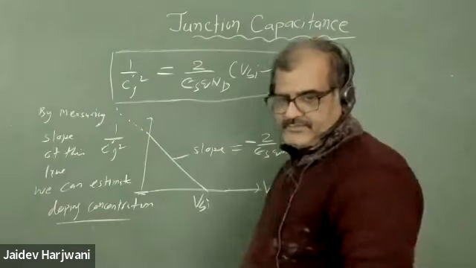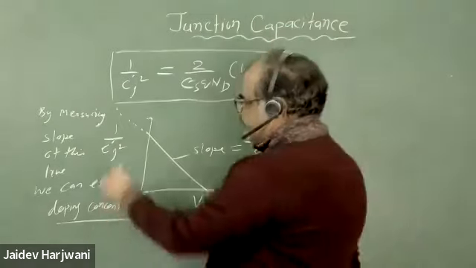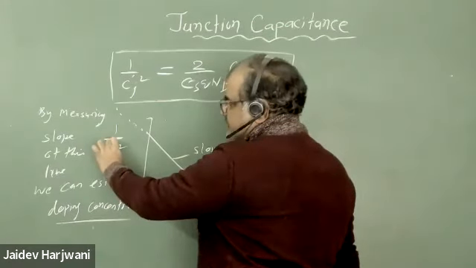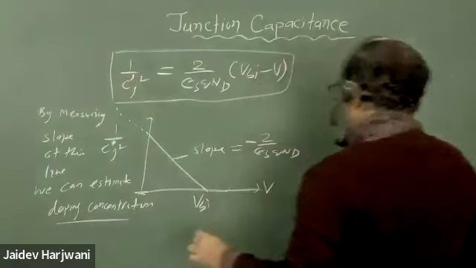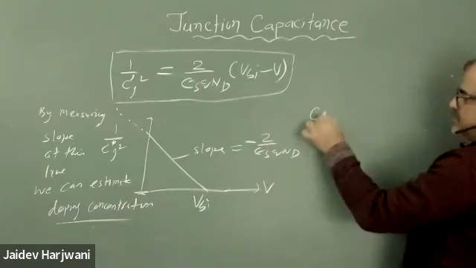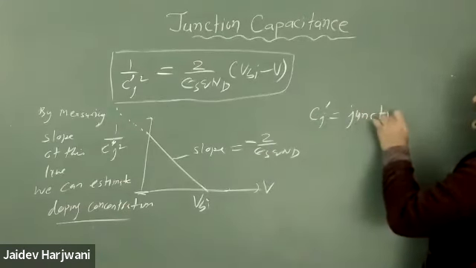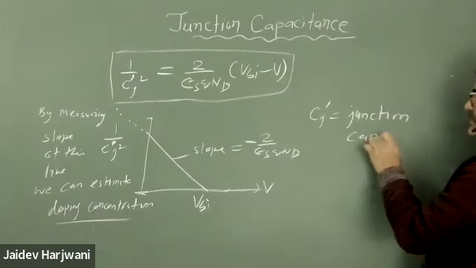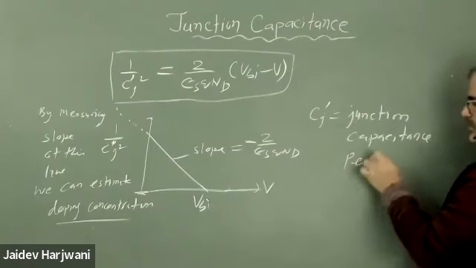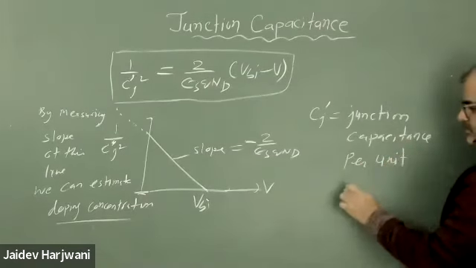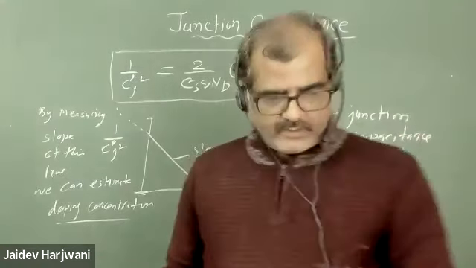Excuse me, sir. Cj was our junction capacitance, so Cj dash is? Cj dash is junction capacitance per unit area. Okay. So Cj dash is junction capacitance per unit area.